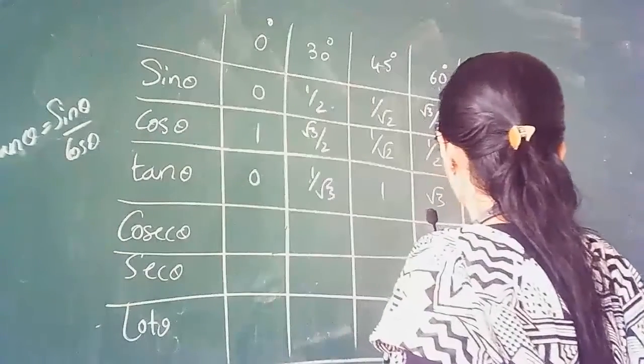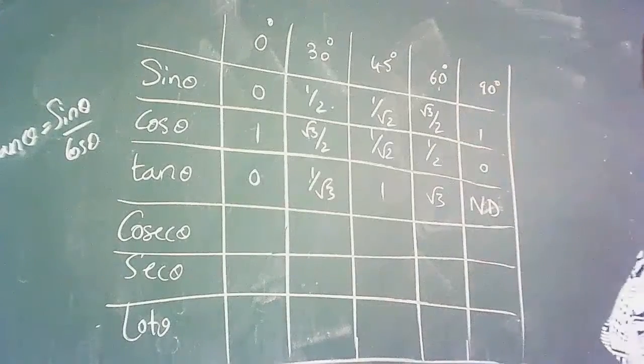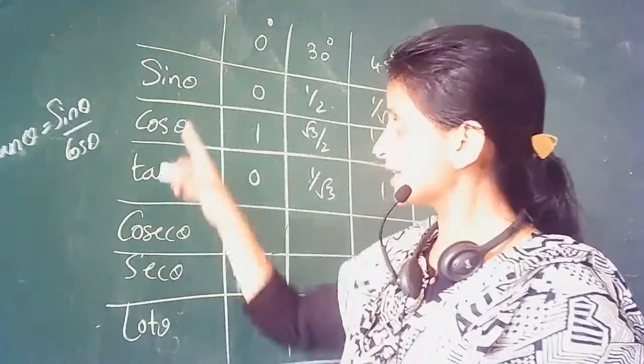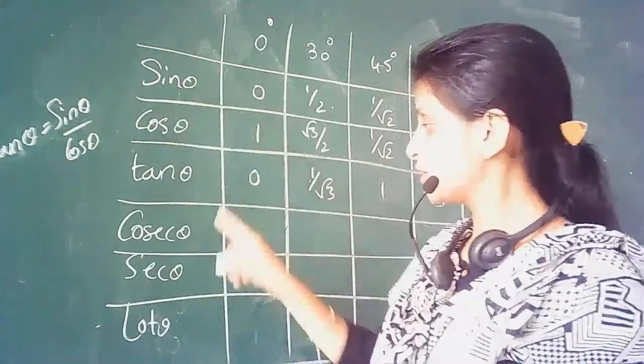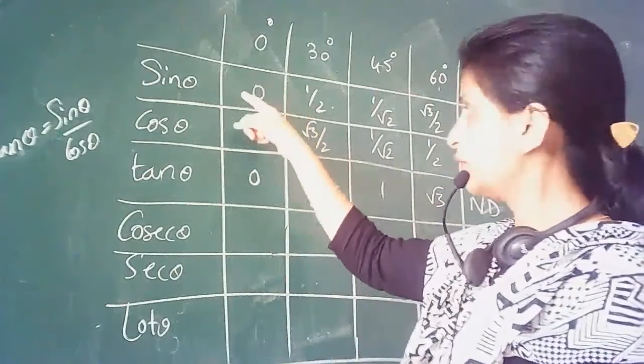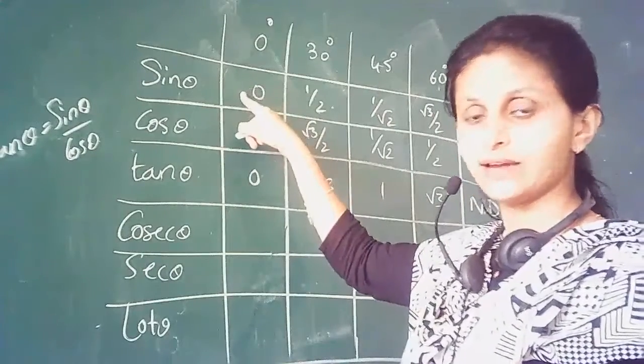Everyone should know this table, okay? This table is very important in trigonometry. Now, what we know is cosec theta is the reciprocal of sin theta, right? So you can write the cosec theta values, and every value is the reciprocal of the sin theta value.